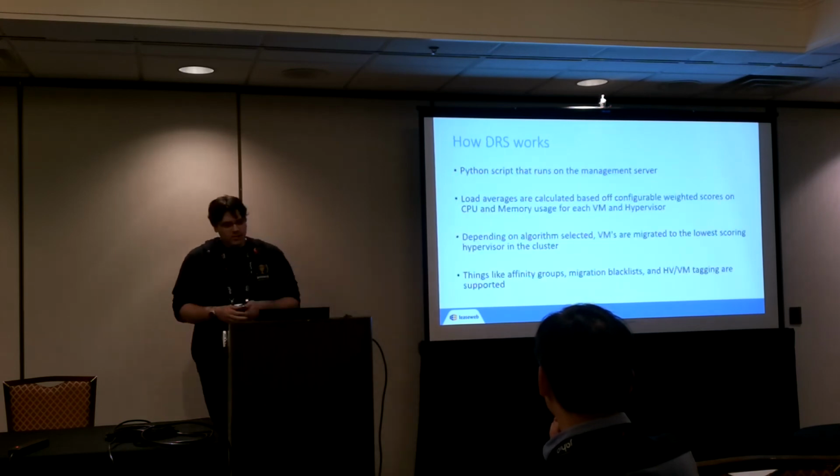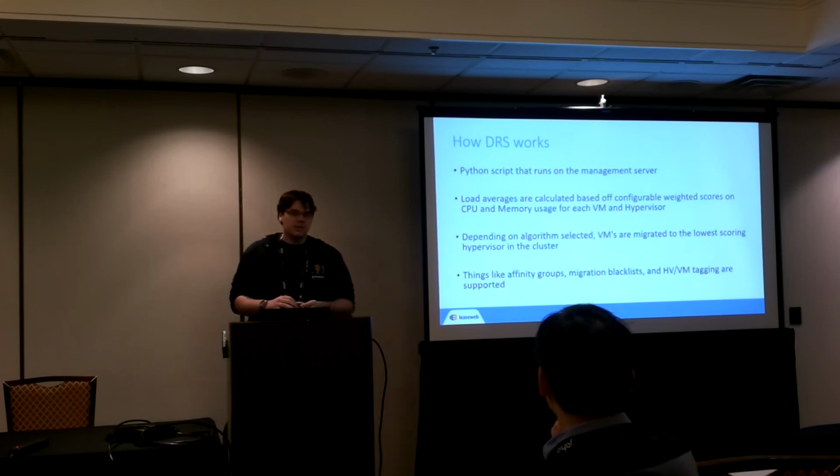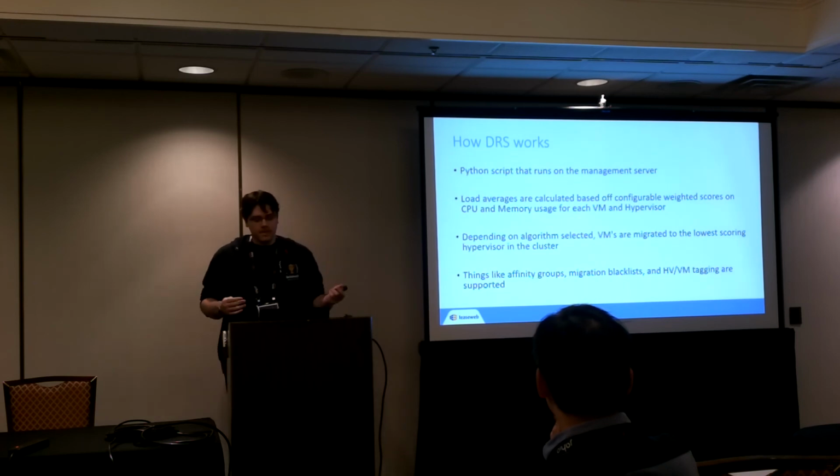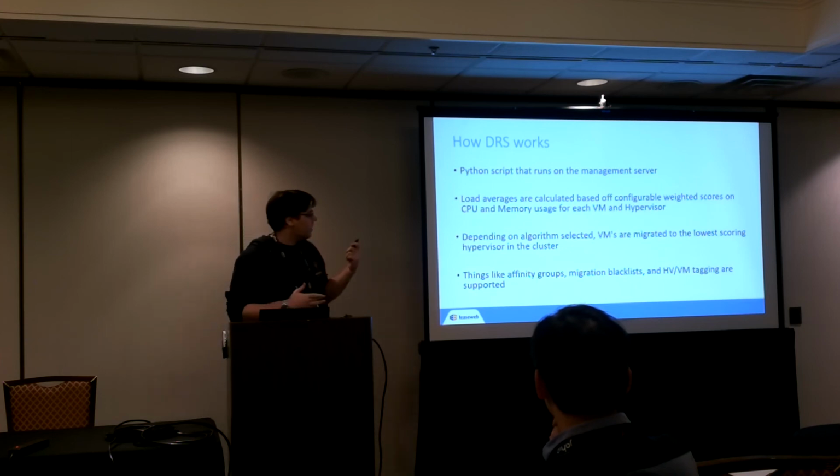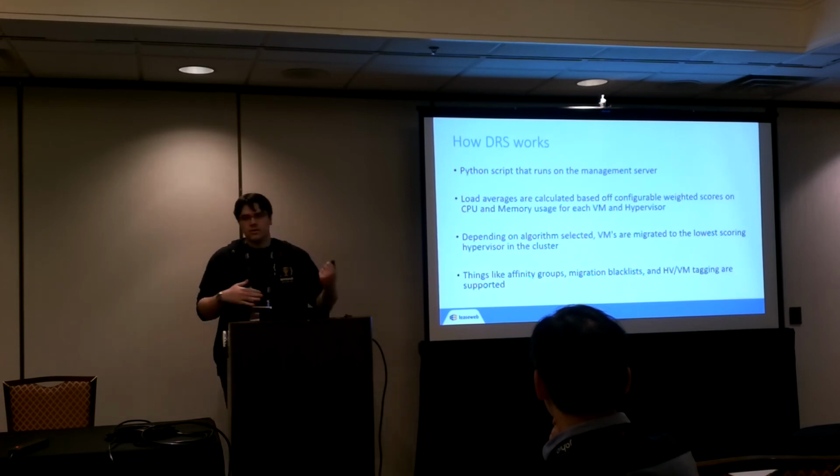So it works through a Python script on the management server that runs at set intervals. It actually tracks the load averages of all the VMs and all the hypervisors, and has different algorithms depending on which one you select, to migrate the highest loaded VM or lowest, whatever algorithm you choose, to the lowest scoring hypervisor in the cluster, and the scoring depends on how you configure the variables within the DRS. So you can set memory to be a higher weight than the CPU if you value memory over CPU, or vice versa, depending on how your cluster is set up.